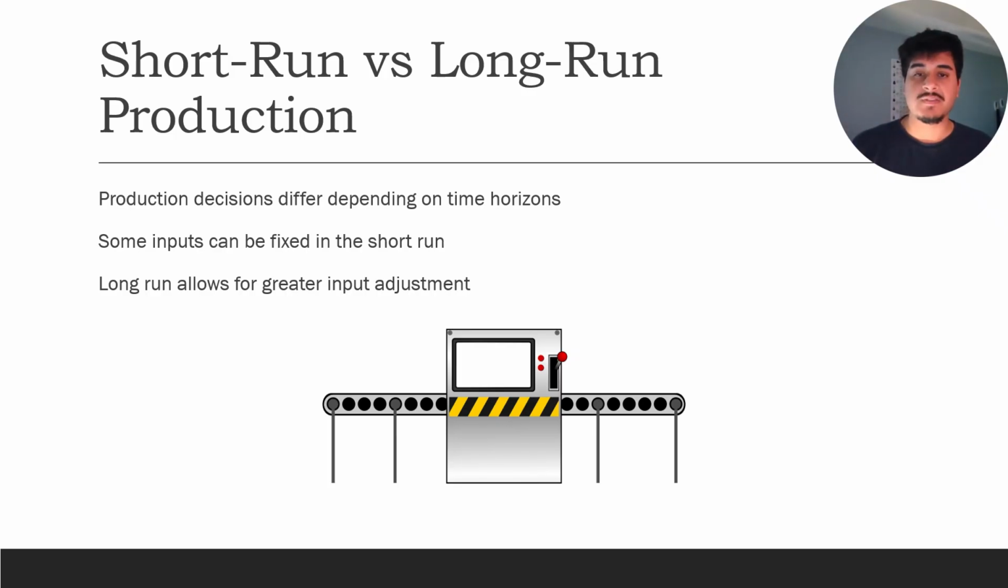In contrast, the long run allows adjustments of all inputs, including those machines. FreshBite could acquire or sell machines to optimize production according to the production function. Understanding these horizons matters because it determines the flexibility a firm has to manage costs or respond to changes.